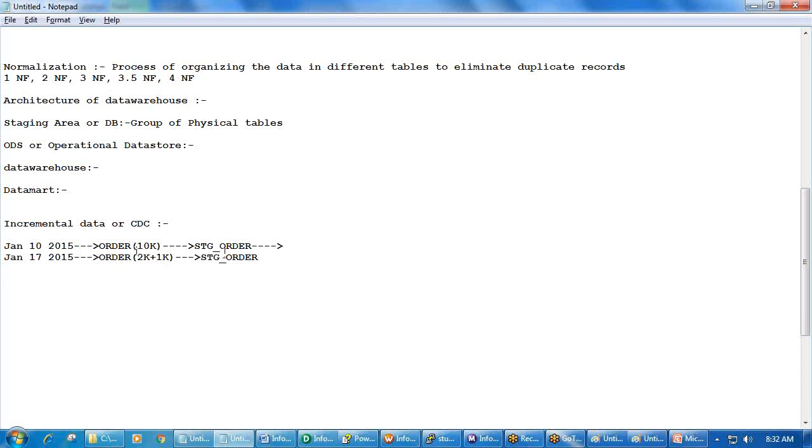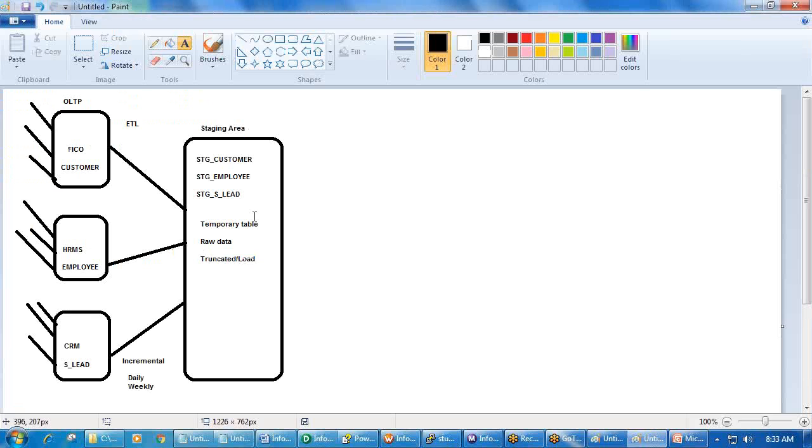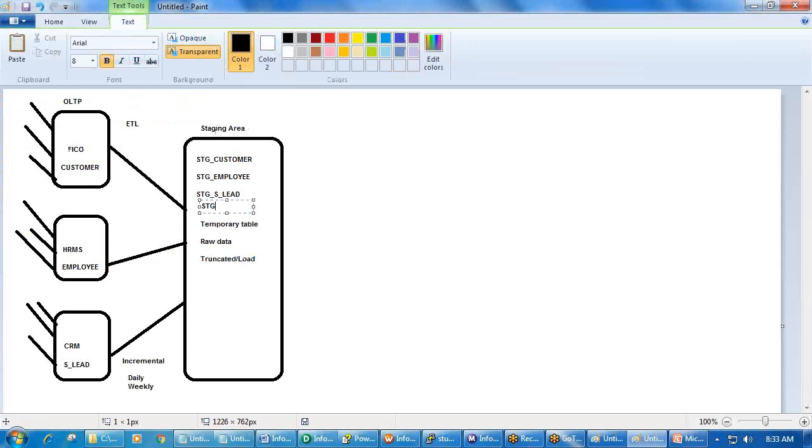Now, suppose this is the picture of the order table in my transactional system on January 10th, 2015. In my order table, I have 10,000 records, meaning 10,000 rows. I read all those 10,000 records and load them into the staging table, which is part of my staging area. Let's call it stg_order. I have loaded that data.